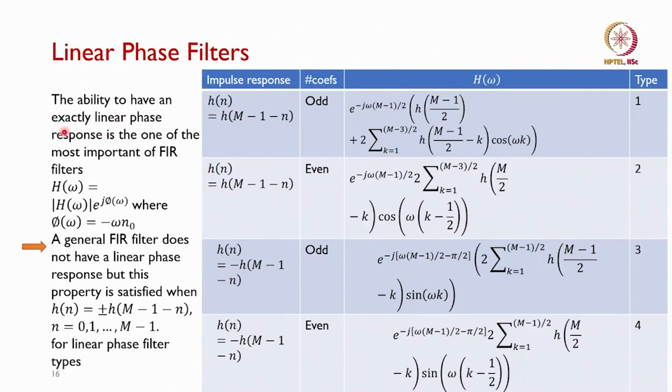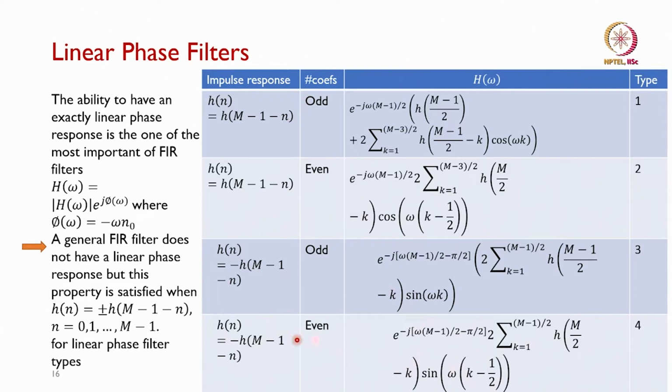So, coming to the linear phase. What is it? The ability to have an exactly linear phase response is one of the most important properties of FIR filters. What is that? H of omega should be equal to magnitude of H of omega times e power j phi of omega, where phi of omega is nothing but minus omega n naught. A general FIR filter does not have a linear phase response, but this property is satisfied when h of n is equal to plus or minus h of M minus 1 minus n, with n varying from 0 to M minus 1; then definitely we will have a linear phase filter. So, there are different types of impulse response, whether odd or even, and as you are seeing, there are 4 types in which it can be designed.